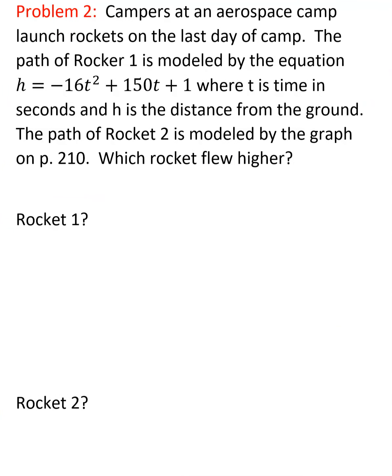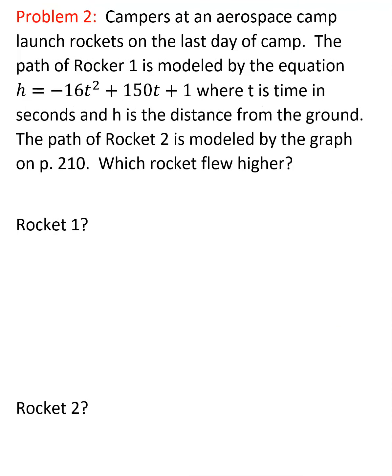Here's the story problem about launching rockets. Campers at an aerospace camp launch rockets on the last day of camp. The path of rocket number 1 is modeled by the equation h equals -16t squared plus 150t plus 1. t is the time in seconds, that goes on the x-axis. h is the distance from the ground, that goes on the y-axis. The path of rocket 2 is modeled by a graph on page 210.